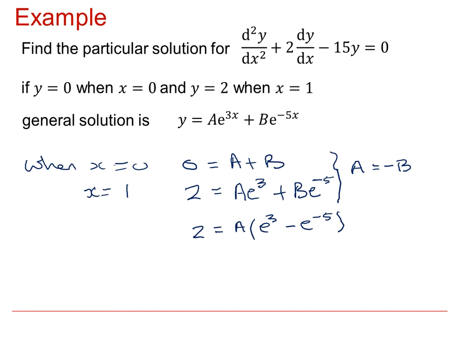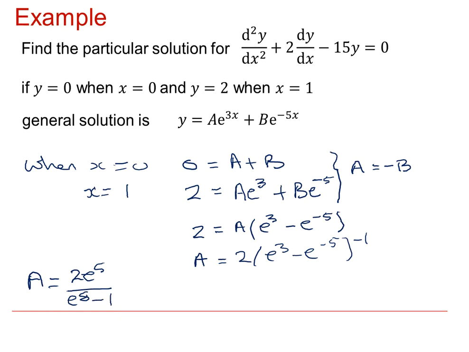a then equals 2 times e to the 3 minus e to the minus 5, all to the minus 1. And if we multiply top and bottom by e to the 5, we can then write that as 2e to the 5 over e to the 8 minus 1. And b will thus be equal to minus 2e to the 5 over e to the 8 minus 1.